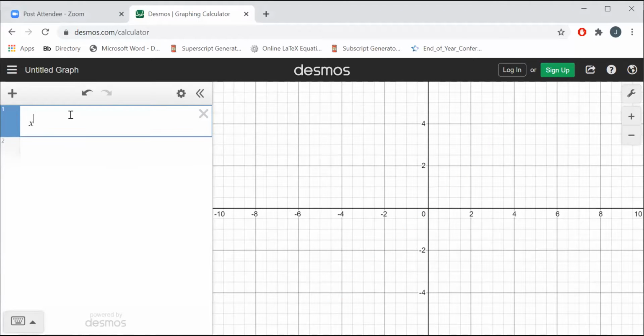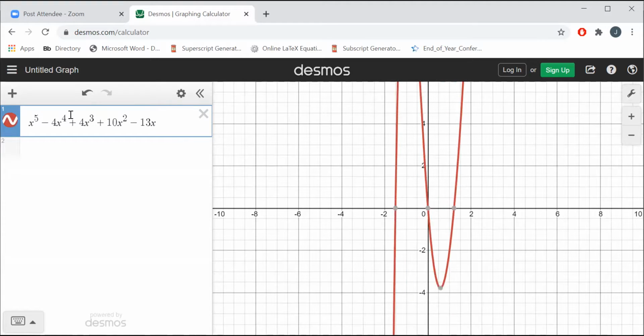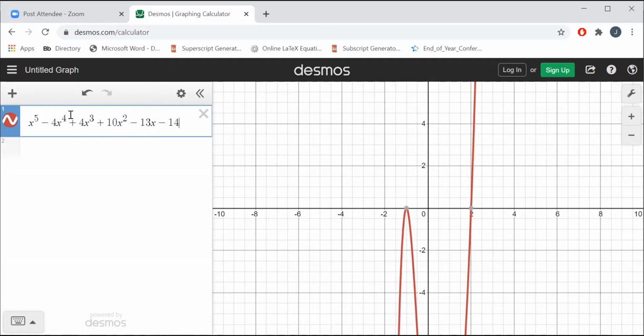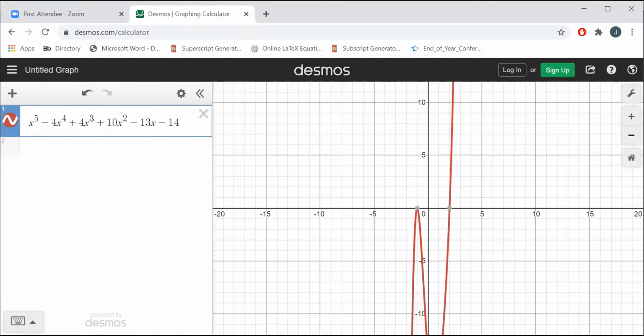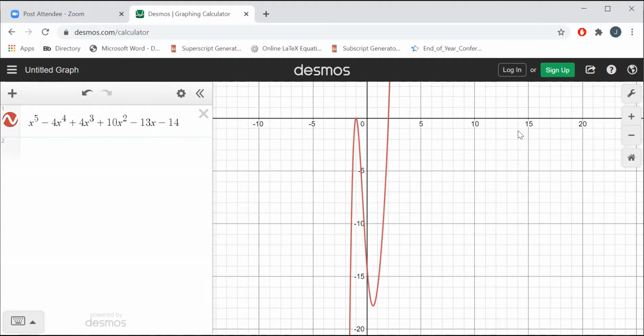So we had x to the 5th minus 4x to the 4th plus 4x cubed. Oops. See, this is getting uglier and uglier. Plus 10x squared minus 13x minus 14. Okay, so we've got it all in. So this weird thing looks something like that.